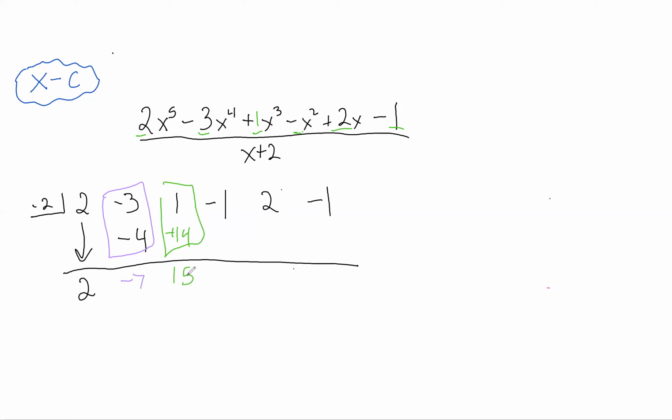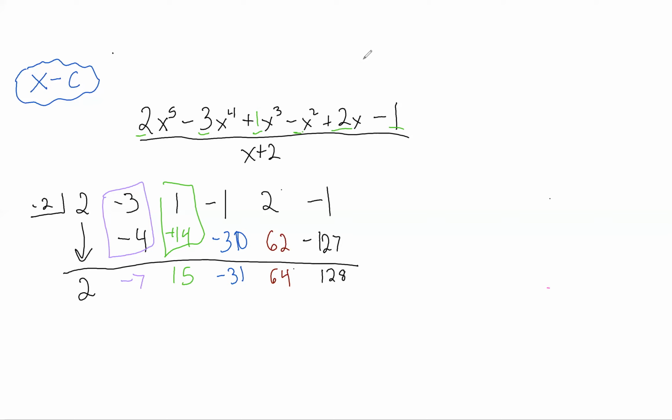Then we take this 15 and multiply it by -2. That gets us -30. -30 plus 1 is -29, and so on; jumping ahead a little bit there. -31 times -2 is +62. 2 plus 62 is 64. 64 times -2 is going to be -128. -1 plus -128 is -129.